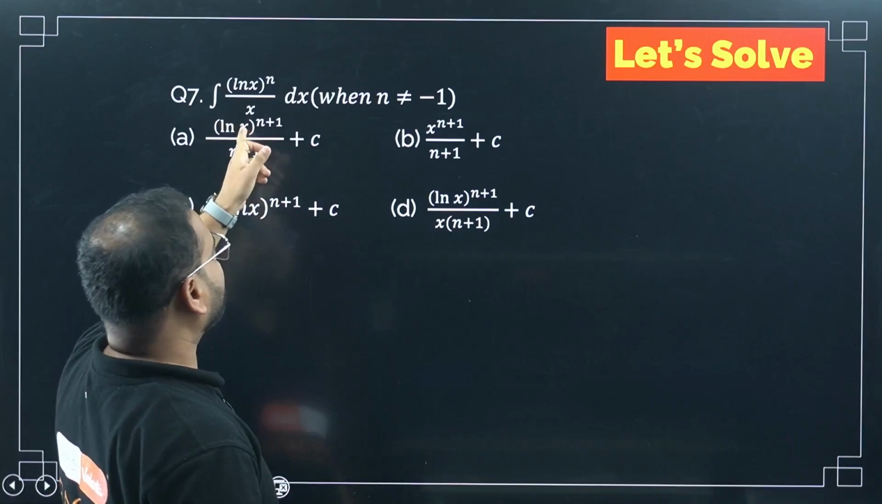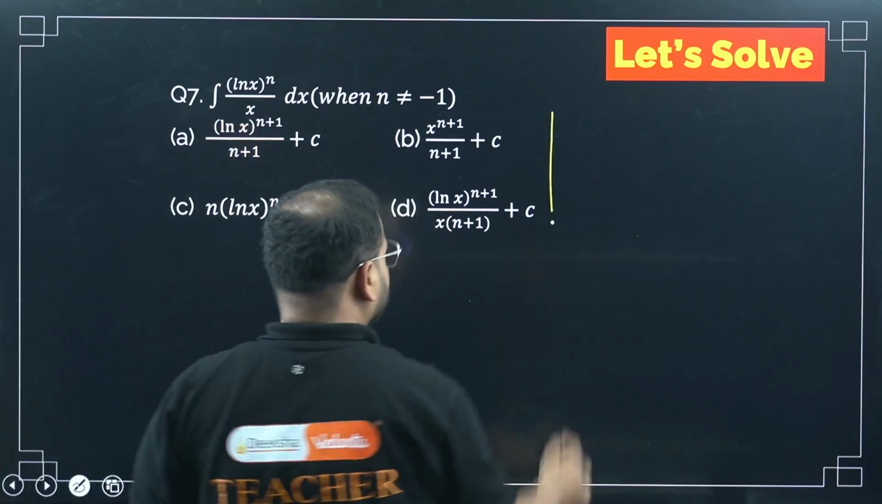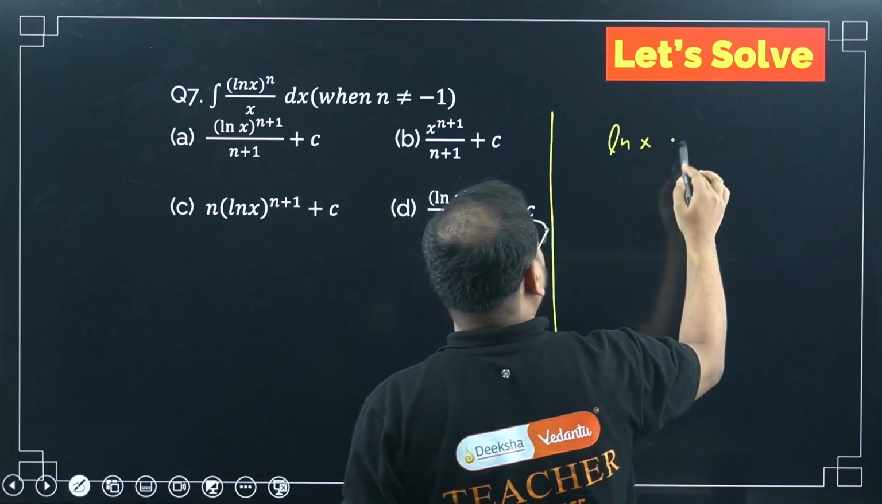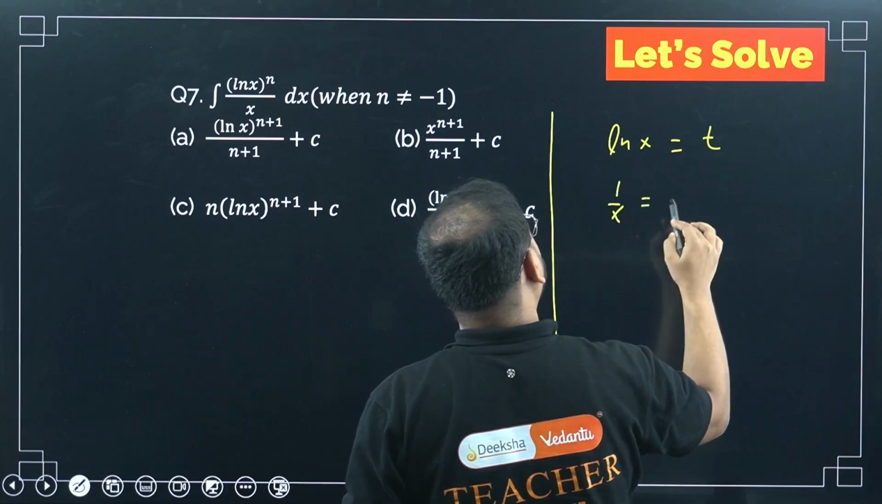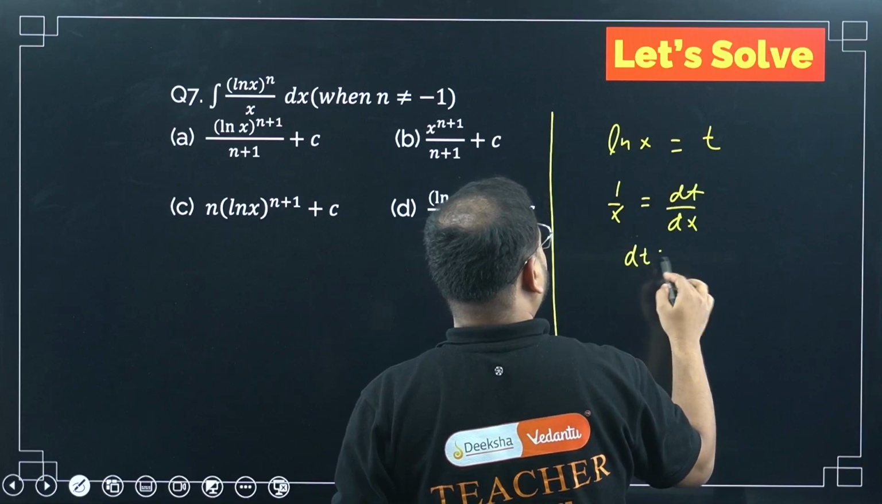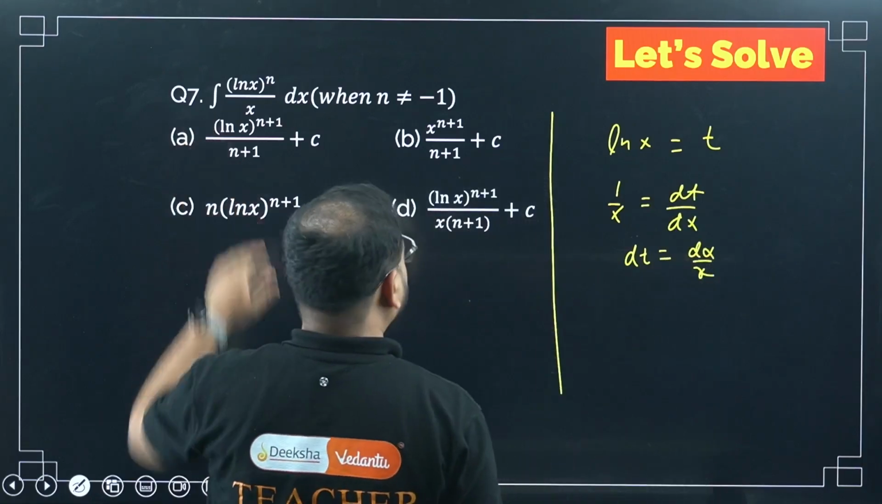Okay, I took it as ln x upon x, but similar to this I took. So what we're gonna do, I hope you know by now. Take simply ln x equals t. Differentiate it, please. You'll get 1 upon x equals dt upon dx. What are you gonna get? dt equals dx upon x. Transform this integration.